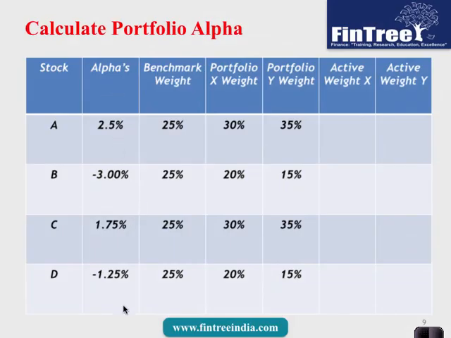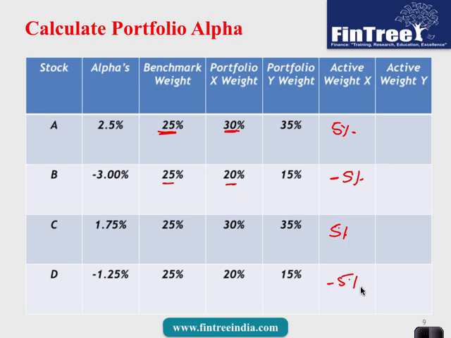So we have alphas of these portfolios. We have benchmark weight, portfolio X weight, portfolio Y weight. We have been asked to calculate the active weight of portfolio X. And how would we do it? We will say the benchmark was 25, but this portfolio manager decided to put an extra 5%. Therefore, active weight here is plus 5. But here he decided to put 5% less. So here active weight would be minus 5. In the same fashion, plus 5 and minus 5.